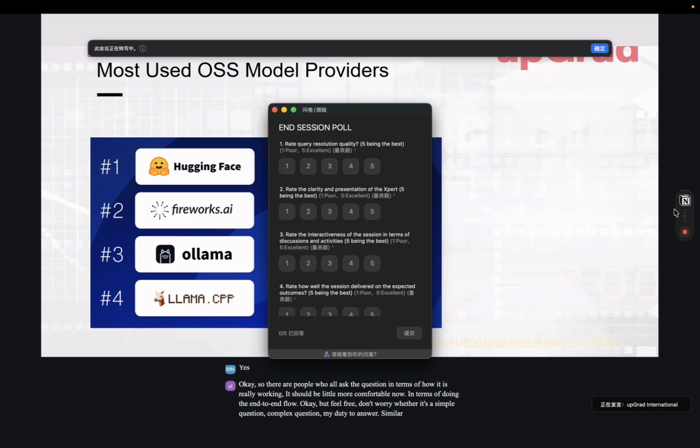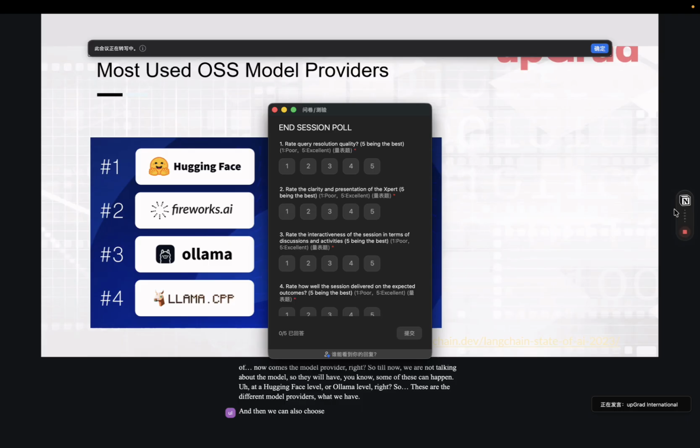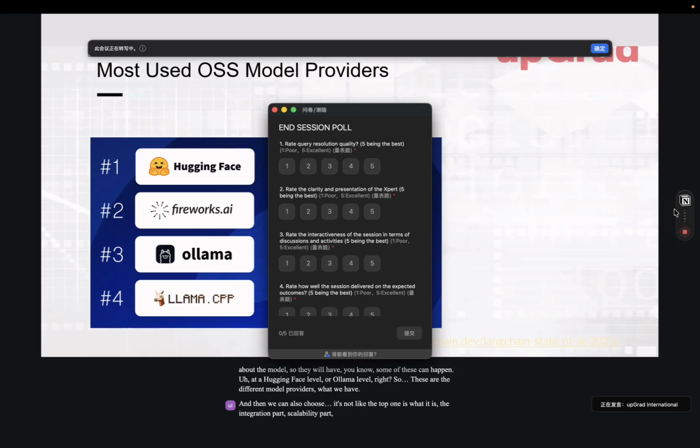Similarly, now comes the model provider. So far we have not talked about the model. Some of these can happen at the Hugging Face level or the Ollama level. These are the different model providers we have. And it's not like the top one is what it is; the integration part, scalability part, support part, all of those things are what we are really talking about.